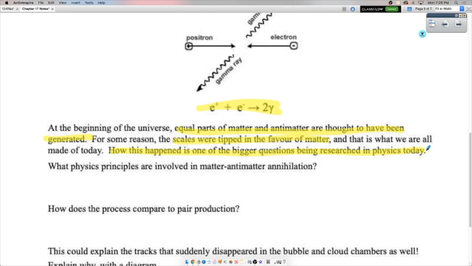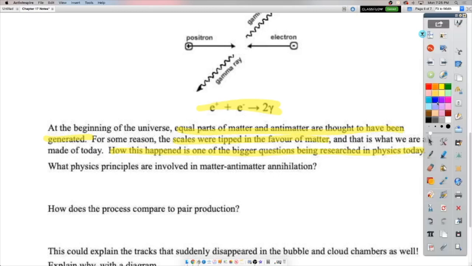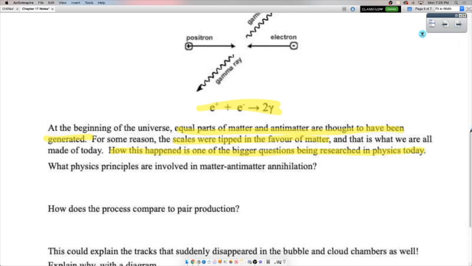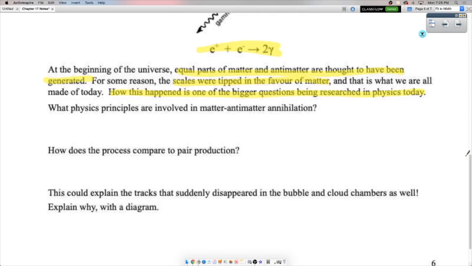Okay, so what physics principles are involved in matter-antimatter annihilation? You can see we haven't gone that far into it, but you can always fall back on your physics principles, right? Because they're principles, they're fundamental, they underlie everything in physics. So given a process, you should be able to pull out what's going on there. So what's the first one you think of?